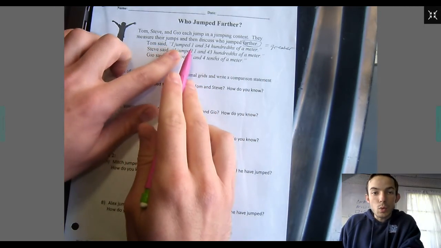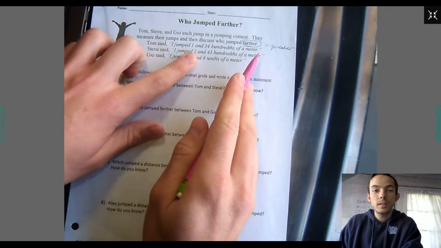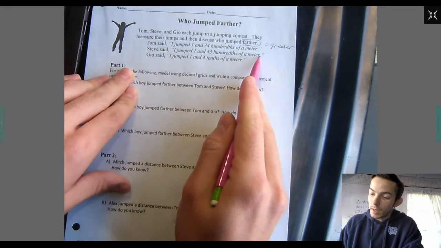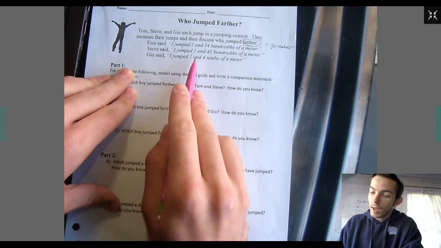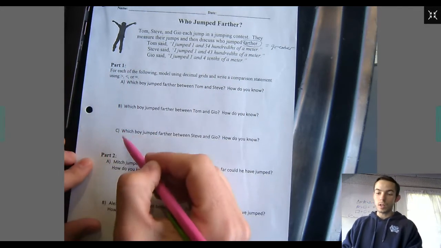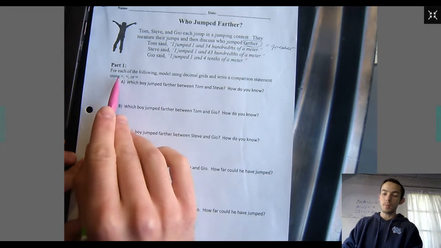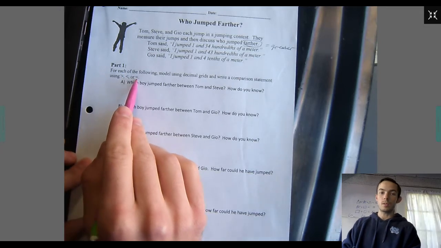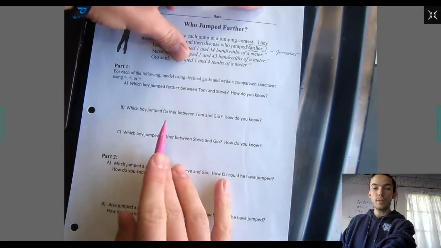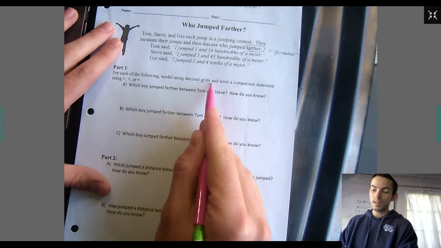Tom said, I jumped 34 hundredths of a meter. Steve said, I jumped 1 and 43 hundredths of a meter. Geo says, I jumped 1 and 4/10 of a meter. So what it wants you to do for every single question, A through C, you're going to model using the decimal grids on the back and writing a comparison statement using the greater than, the less than, or the equal to. Okay? So it's going to ask, of course, who jumped farther between Tom and Steve, Tom and Geo, and Steve and Geo. Right now, it's going to be impossible to do this with the grids until we turn it over.